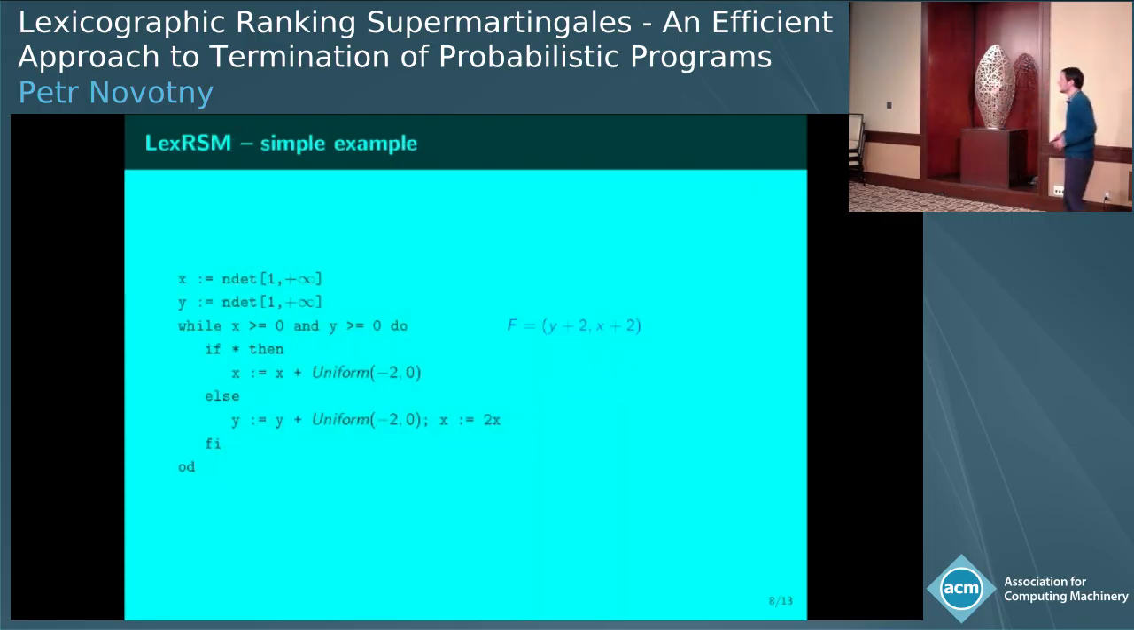But first, just to conclude the tangent, let's get back to the running example. Of course, we have a two-dimensional and nicely linear lexicographic ranking supermartingale for this example. So either y stays unchanged and x decreases by 1 on average, or y decreases by 1 on average, and we don't care what happens to x. So again, this is the same as in the classical setting.